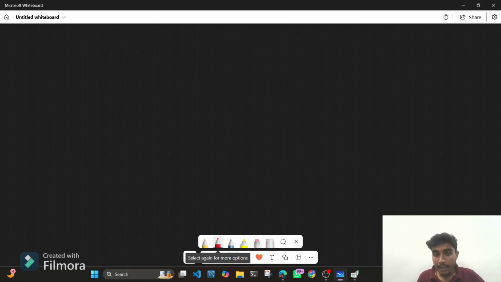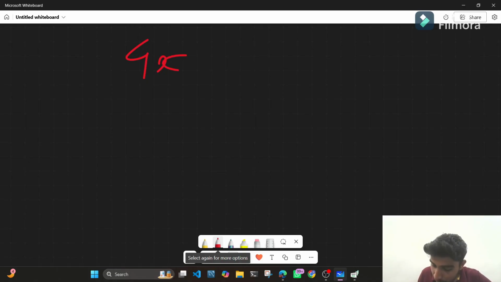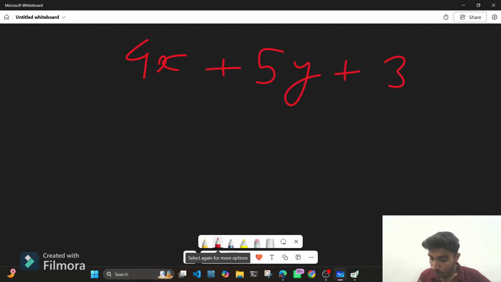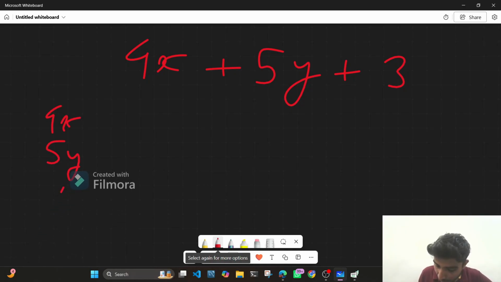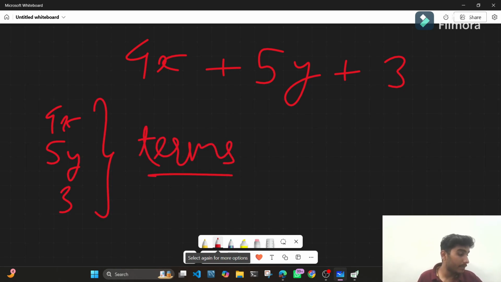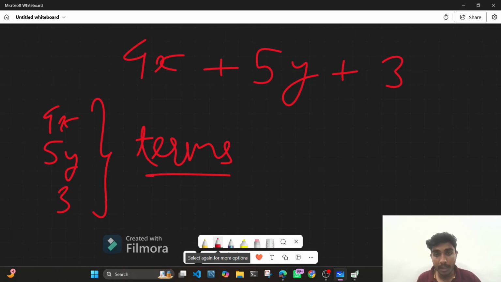Okay, next up we have: how do we represent a linear polynomial, and what are all the terms, what are coefficients, what are variables, what are constants? So for example here we had 4x plus 5y plus 3. So here 4x, 5y and 3 are called terms. So basically we have 3 terms in this linear polynomial.